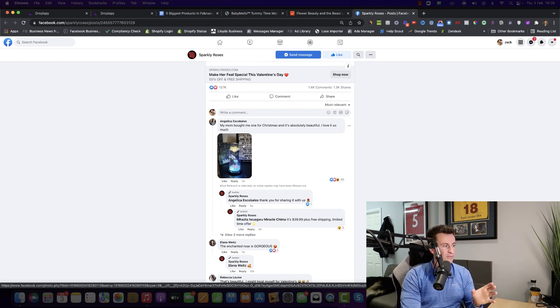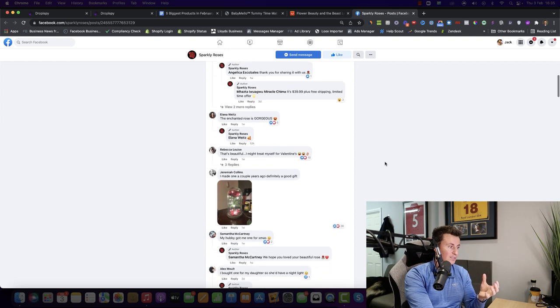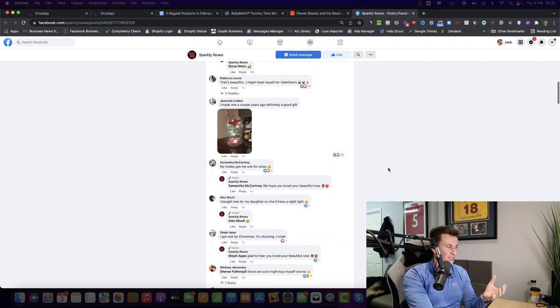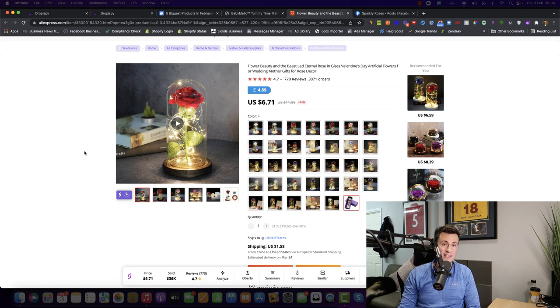So my mum bought me this one for Christmas and it's absolutely beautiful. I love it so much. The enchanted rose is gorgeous. I made one a couple of years ago, definitely a good gift. Bought one for my daughter, my hubby got me one for Xmas, I got one for Christmas, so everybody is buying this product. Let's take a look at the supplier then.